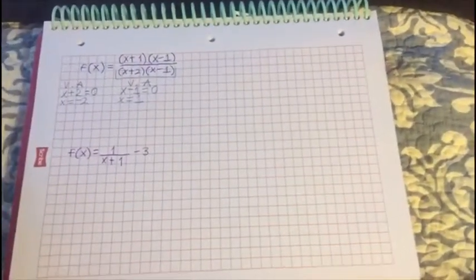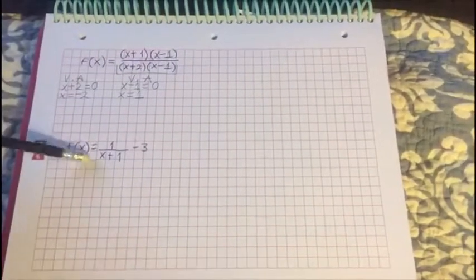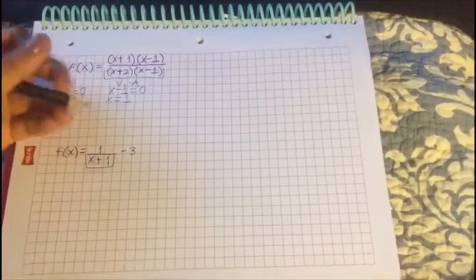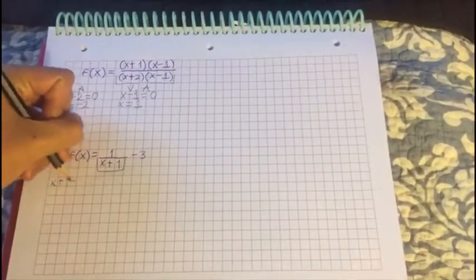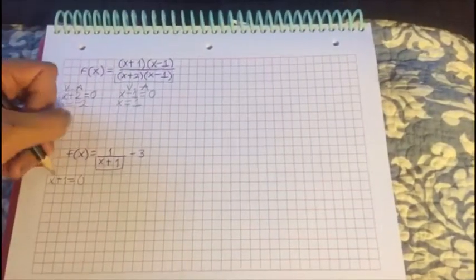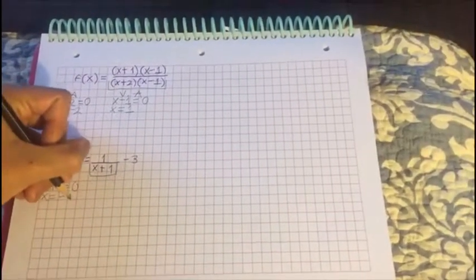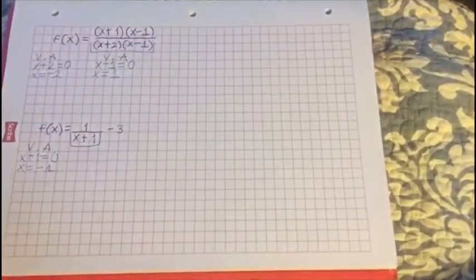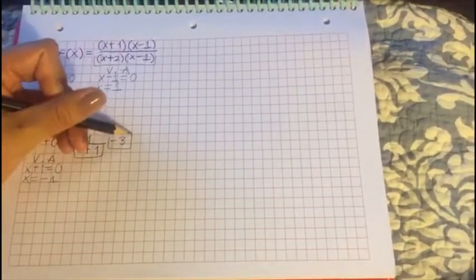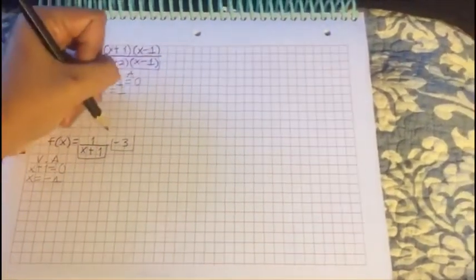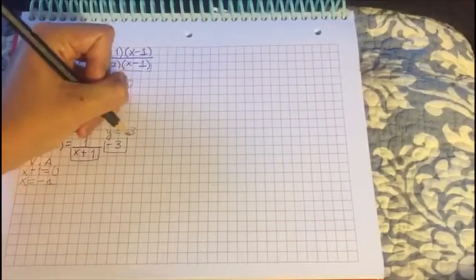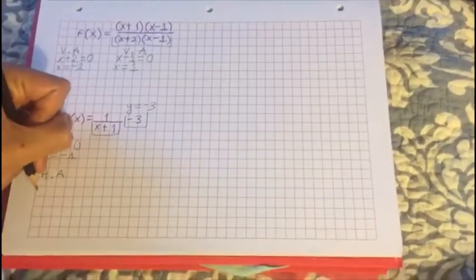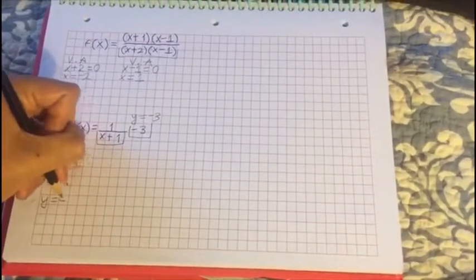Okay, so now I'm going to go with the next example. We take this one, x plus 1 equals 0, so x equals minus 1, vertical asymptote, and my horizontal asymptote would be minus 3, so y equals minus 3. So we put horizontal asymptote y equals minus 3.